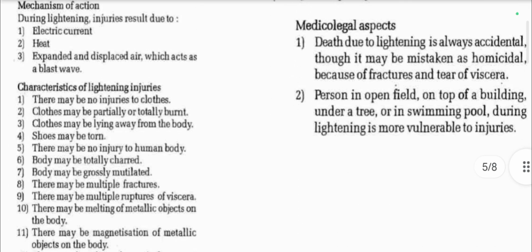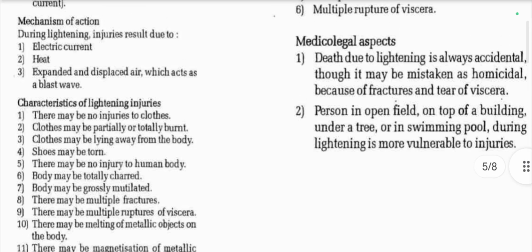What is the mechanism of action? During lightning, injuries result due to electric current, heat, and expanded and displaced air, which acts as a blast wave. So what is the mechanism? The injuries result due to electric current, heat and expanded and displaced air. So this displaced air acts as a blast wave.